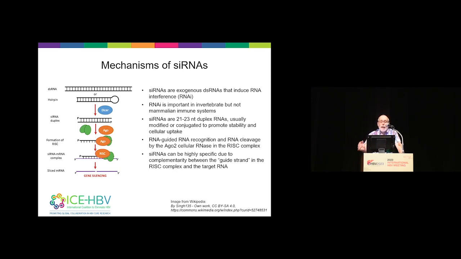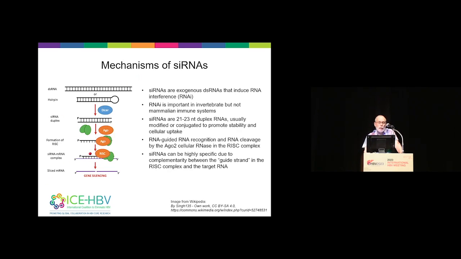They are usually heavily modified and conjugated to both promote stability and cellular uptake because the pharmacological parameters of bare RNA in the body are absolutely atrocious. RNA is the world's perfect substrate, and it really likes to get degraded by any enzyme that happens to blink at it. And then in these particular cases, you've got RNA-guided RNA recognition and RNA cleavage by the AGO2 cellular RNase that is found within the RISC complex.